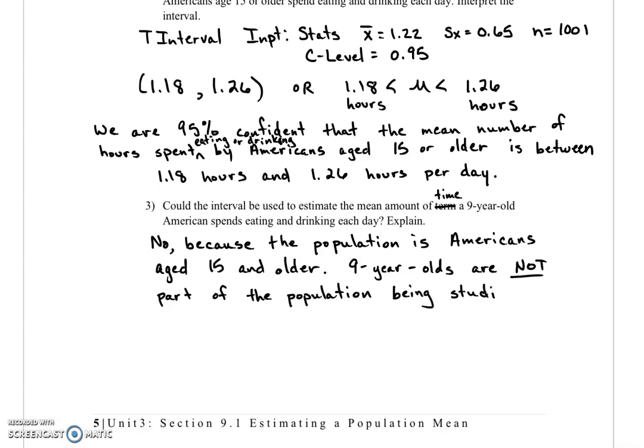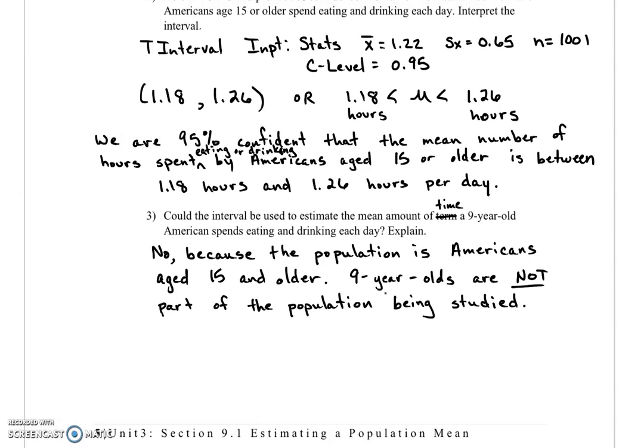So anytime we get something outside the category of our sample, in this case, Americans age 15 and older, 9-year-olds are not in that group, so we can't use our confidence interval to estimate the mean eating and drinking time for 9-year-olds.